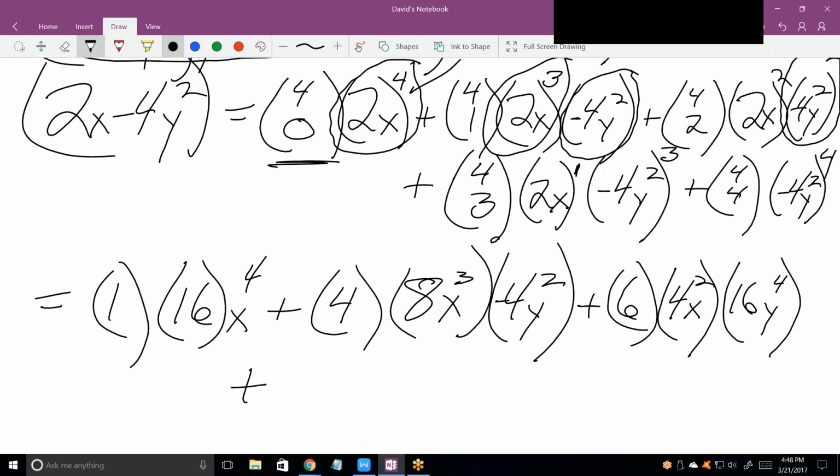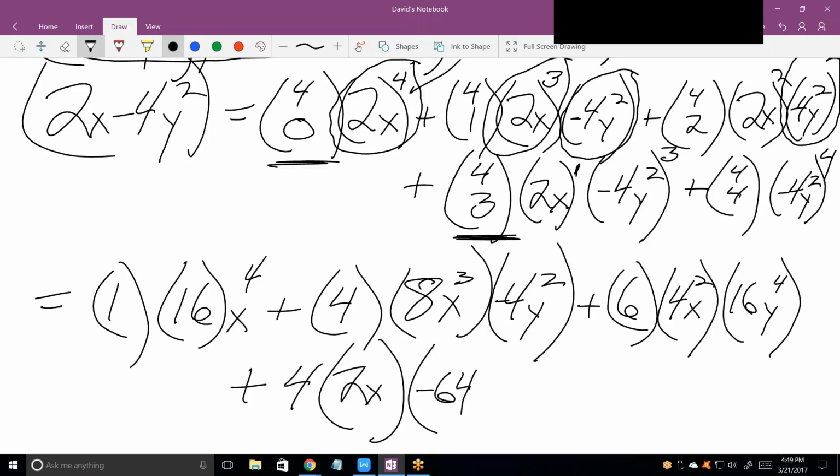Let's keep going. What's 4 choose 3? In other words, we're down to here. 4. Well, it's just a 2x to the 1. What's minus 4y squared, cubed? Minus 64, because minus 4 cubed is minus 64. And then y to the 6.